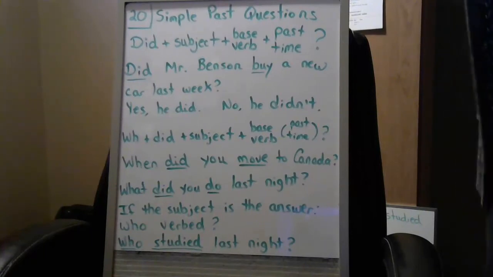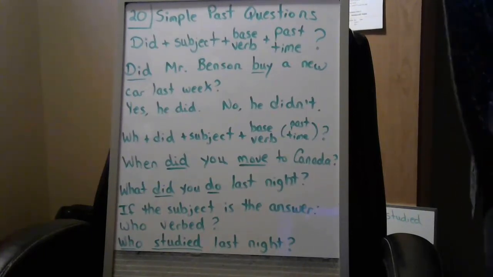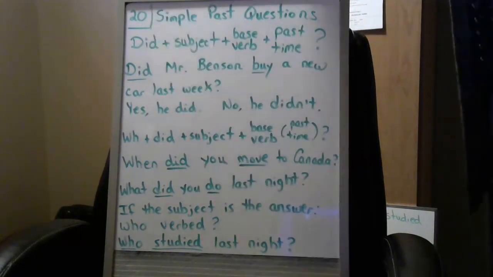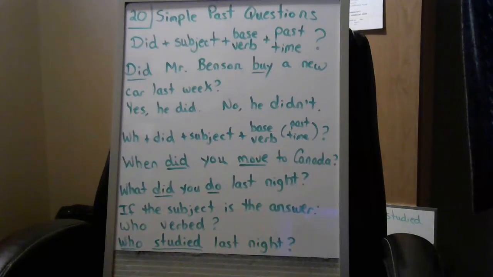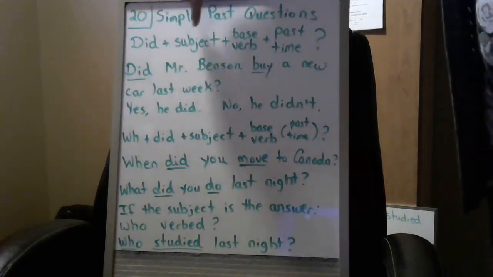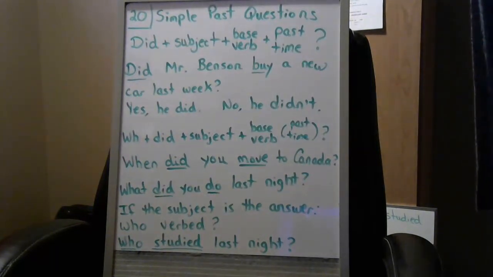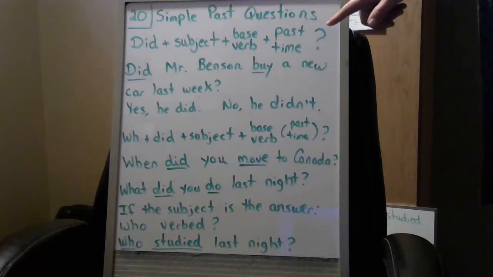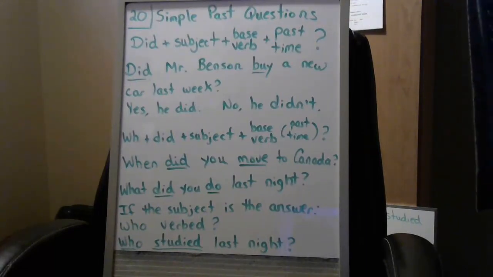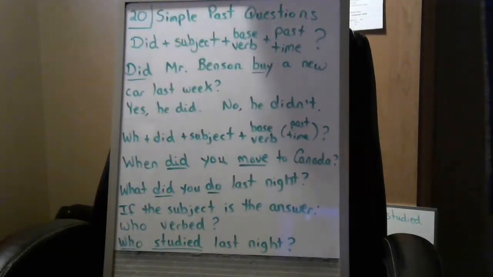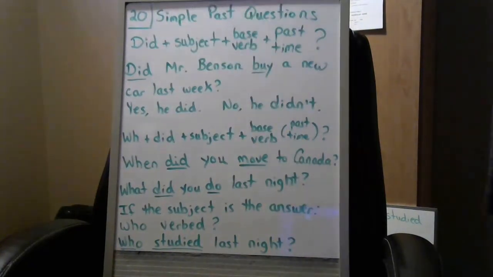So when you ask a question about something in the past, you always start with did. Okay, did means the past. So did, then your subject, then your base verb, not your past tense verb, and then usually a past time, like yesterday or a week ago. Okay, remember every time you see did, you're not going to put the past tense verb in the same clause as did. You're going to have did and the base verb.